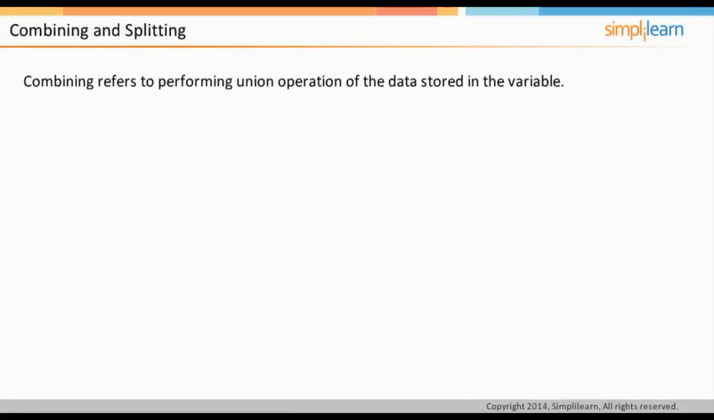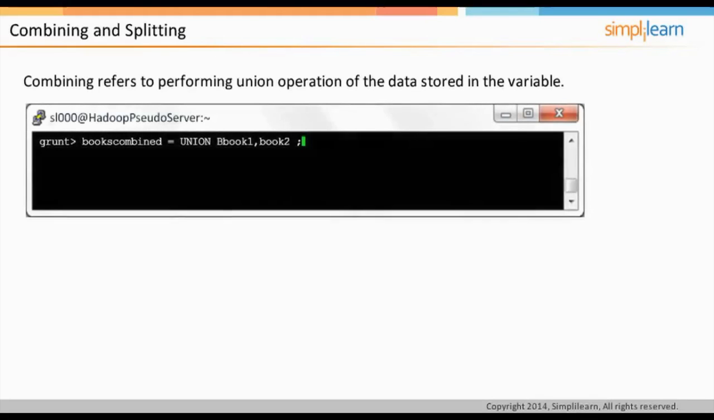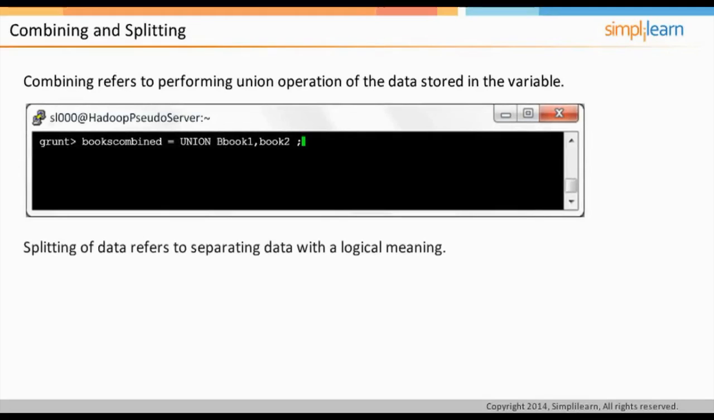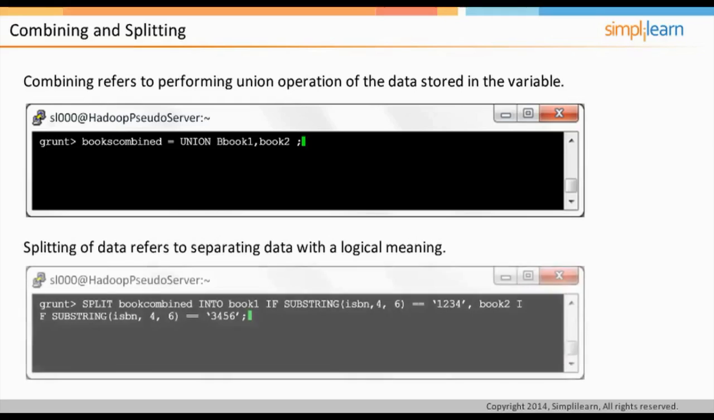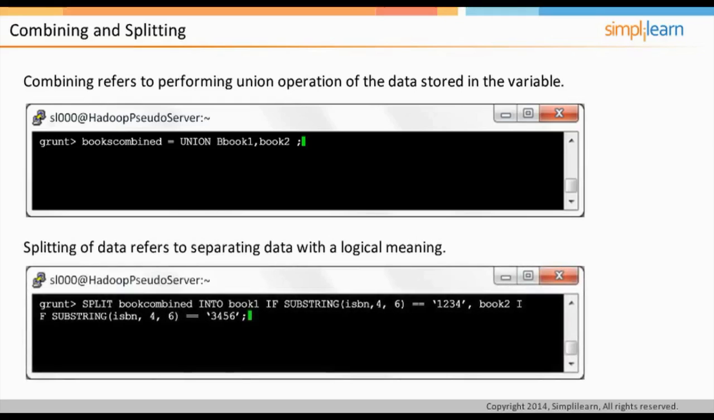Combining refers to performing a union operation of the data stored in the variable. An example is shown in the image. Splitting refers to separating the data with a logical meaning. An example of this is shown in the image. In the next screen, we will look at common Pig commands.